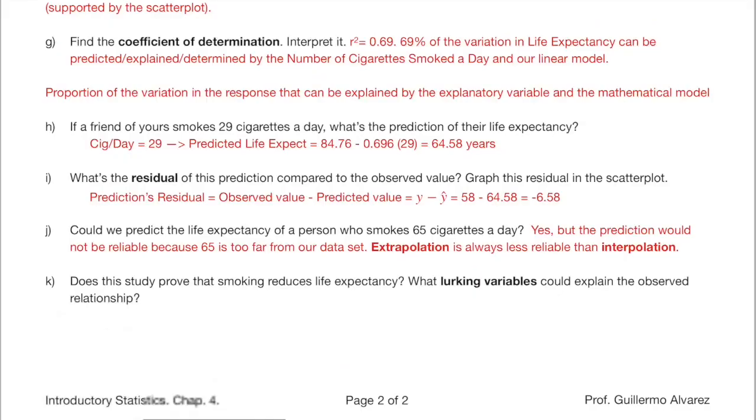Question K. Does this study prove that smoking reduces life expectancy? What lurking variables could explain the observed relationship? The first answer is obviously no. Correlation never proves causation. This reminds you of what we saw in Chapter 1, that an observational study can never prove causation.